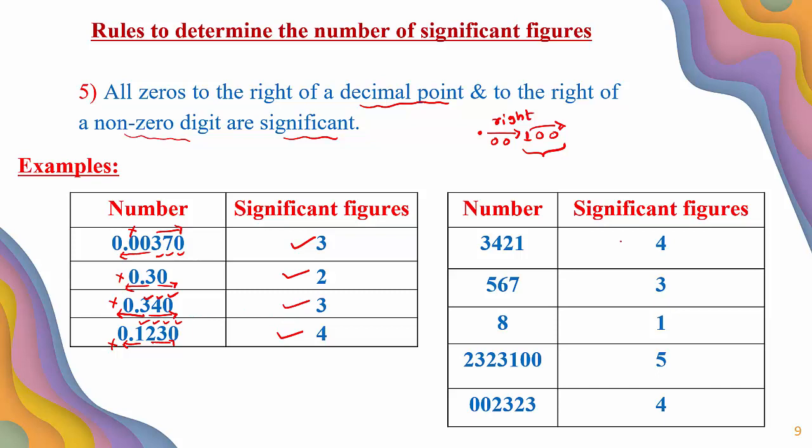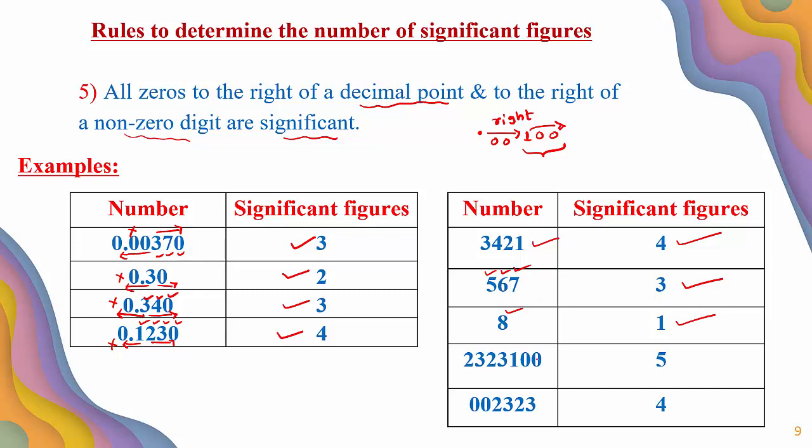Right? You can observe another tabular column here. The first number is 3431. All are non-zero digits. All non-zero digits are significant figures. So, totally significant figures are 4: 3, 4, 2, 1. In the second example, there is no 0 here, 567. Totally there are 3 significant figures. The third example is only 8. 8 is a non-zero number, so there is only one significant figure.